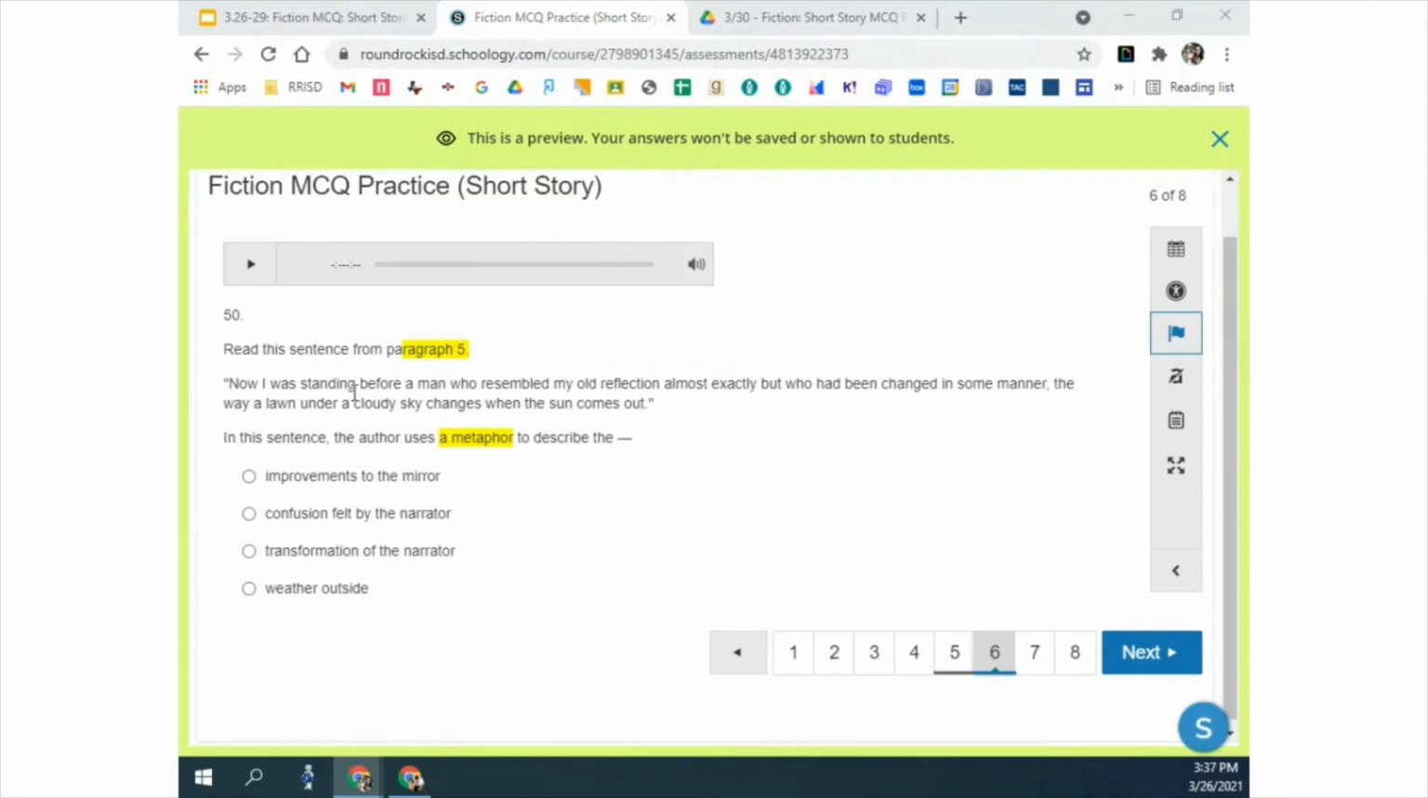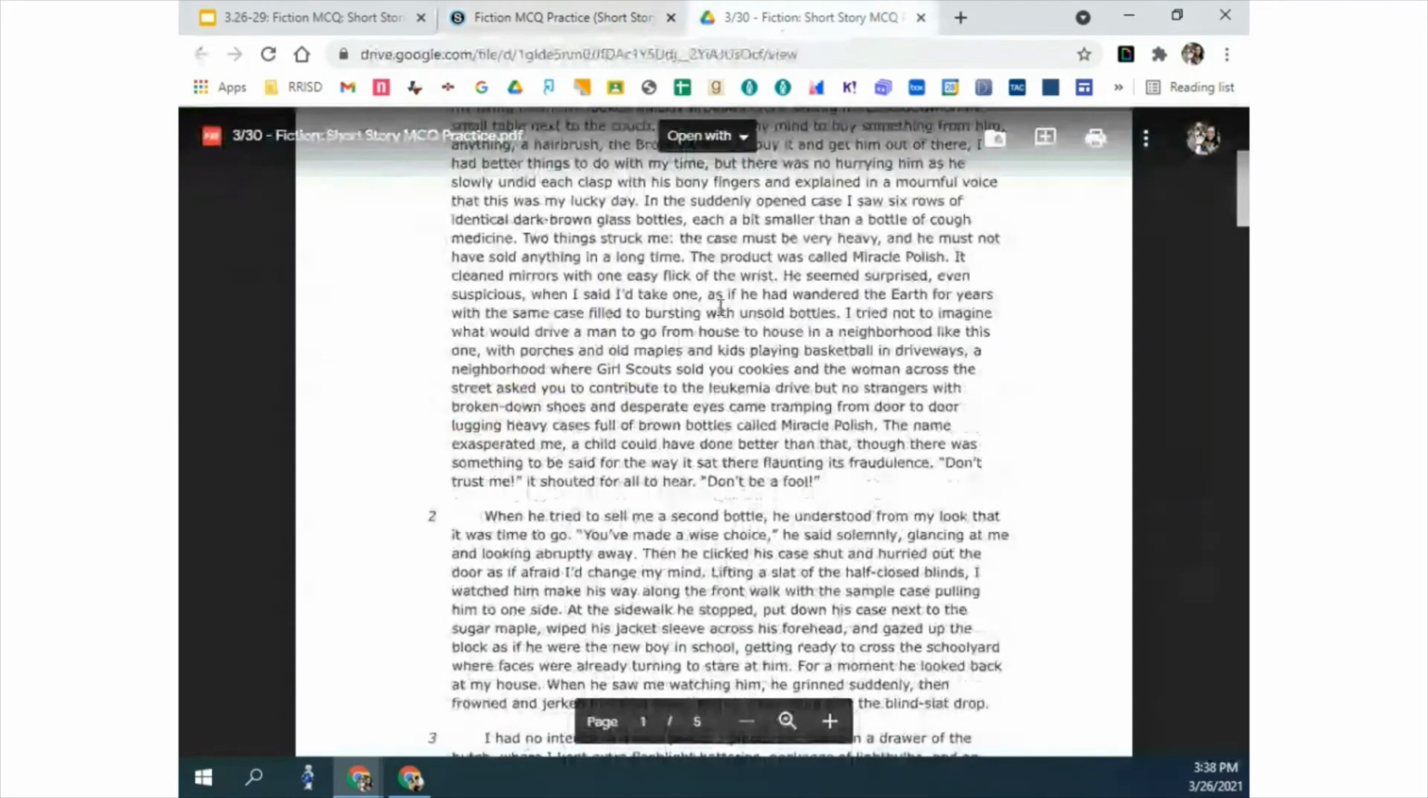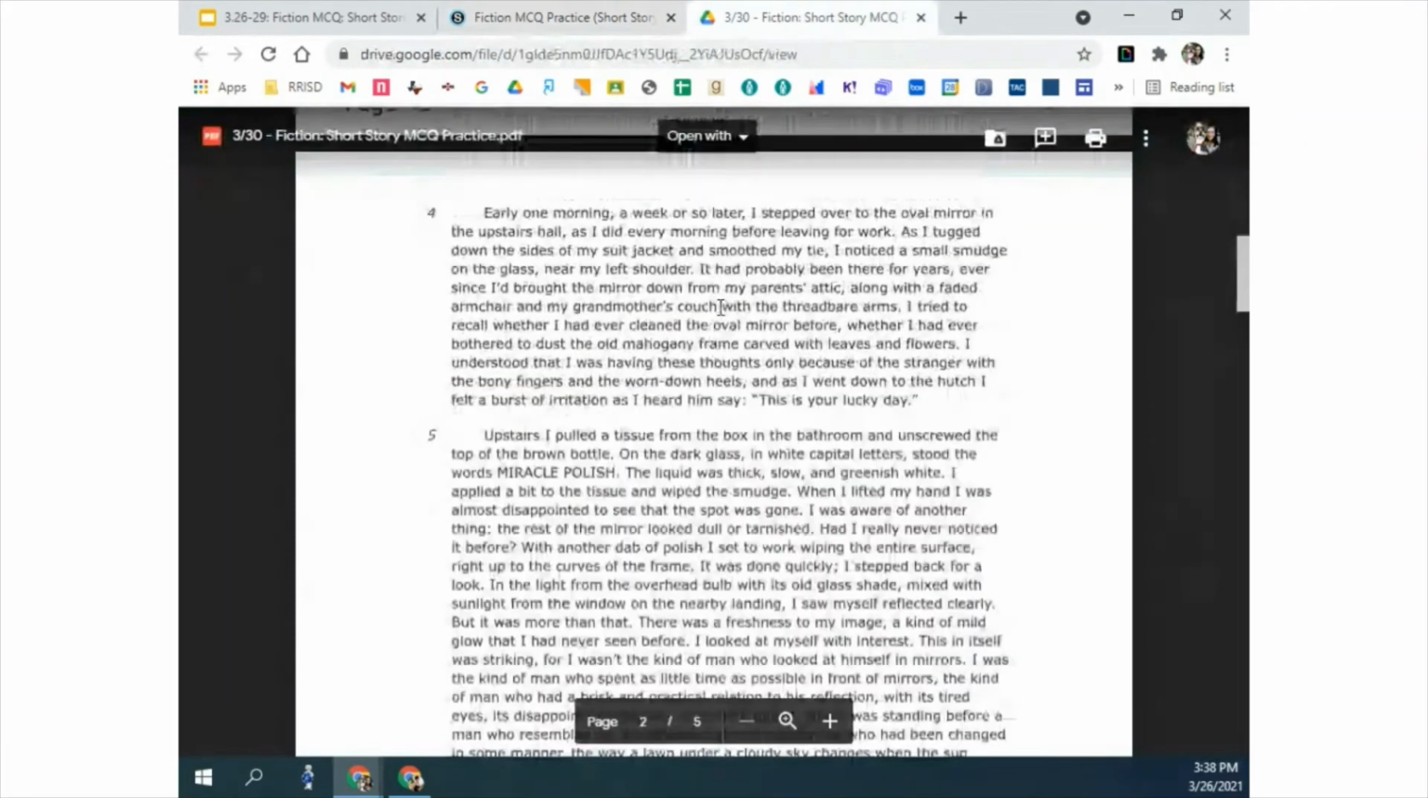Yes, exactly. The way the lawn under a cloudy sky changes when the sun comes out, right? So we're picturing cloudiness to the sun shining. So based off this metaphor, and we can reread paragraph 5, I can summarize it really quick for y'all.